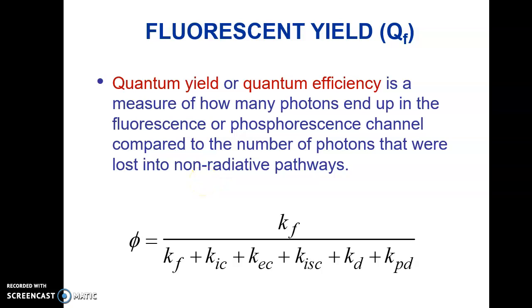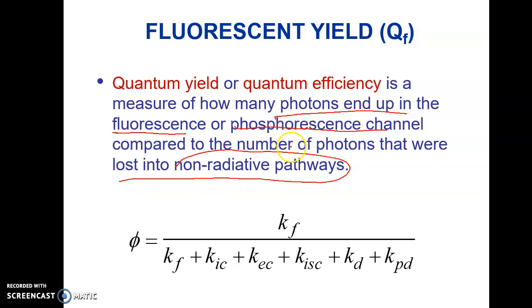Okay, now we go into the discussion of fluorescent yield, or usually we call it quantum yield. Sometimes when you read a journal or textbook, you will see that it is also known as quantum efficiency. So what is quantum yield? It is a measure of how many photons, packets of energy, end up in the fluorescence or phosphorescence channel compared to the number of photons that were lost into the non-radiative pathway.